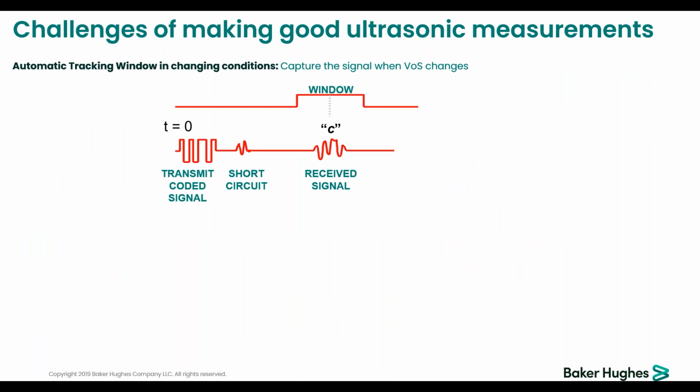Now, the other thing also that we want to avoid is getting disturbed by noise. So for this purpose, we have coded signals, and when the signal is expected to be received by the opposite transducer, it will open a window at the time expected for the signal to be received. So there's no need for the window to be wide open during the whole cycle. It only opens when it needs to open, so that it doesn't capture too much noise that is surrounding the environment.